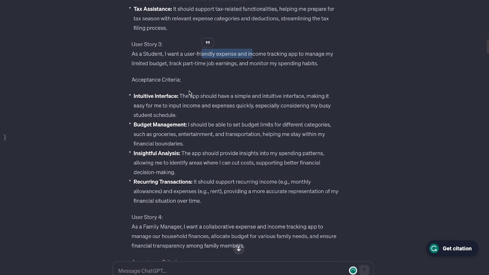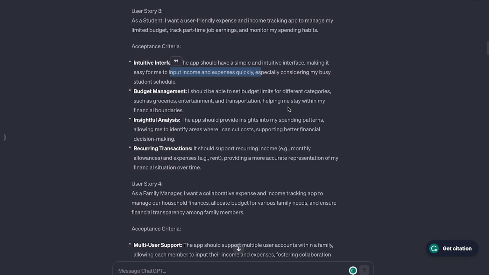All right, the app should have a simple and intuitive interface, making it easy to input income and expenses quickly, especially during a busy schedule. Now, again, this has nothing to do with inputting income and expenses because the app will automatically take it from your bank account. So nothing to worry about there. I should be able to set budget limits for different categories. Now, like I said, budgeting is not something that we're going to be looking at. So we can ignore this part completely for the purpose of the redesign.